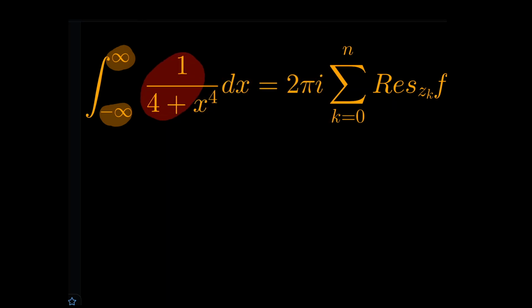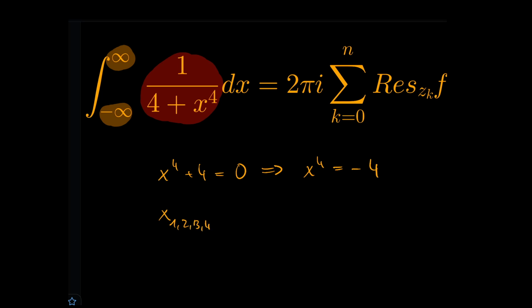So what we need to find are the solutions for this equation: x to the power of 4 plus 4 is equal to 0. And this, of course, means that x to the power of 4 is equal to minus 4. So in order to get the 4 solutions, we will have to take the complex roots of this, or let's call them 0, 1, 2, 3. So we start at 0. You will see in a second why I start at 0.